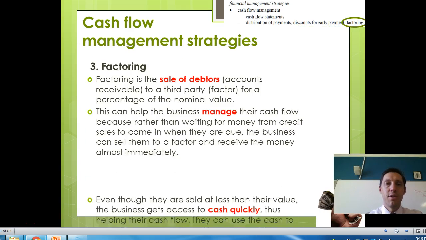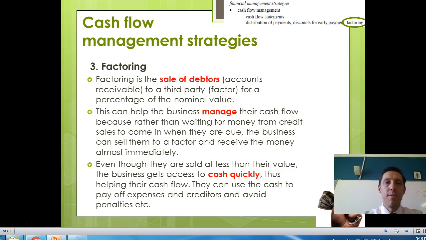The last strategy is factoring. So factoring, if you remember back to sources of finance, it is a short-term debt source of finance, but it's also a strategy that a business can undertake if it's having poor cash flow, because it can sell its accounts receivable at a discount to generate cash. And if you remember back to that part of the topic, we said that often that cash can be received within 48 hours. So you're getting that cash quickly and you're overcoming a cash flow management problem.